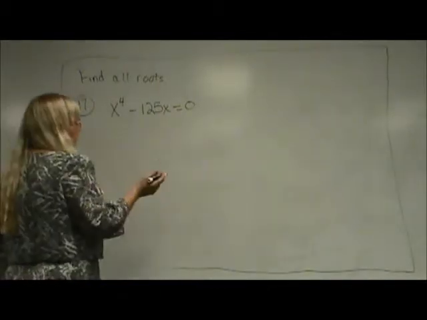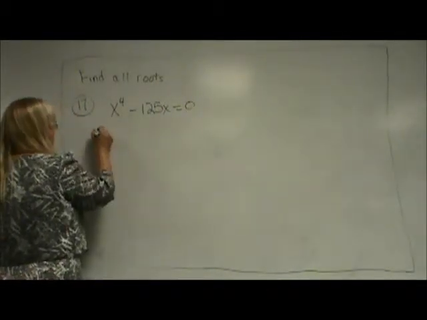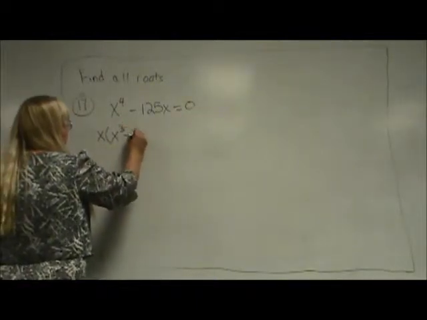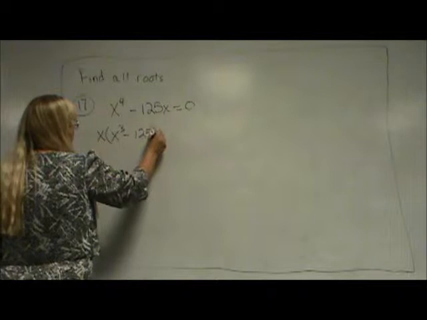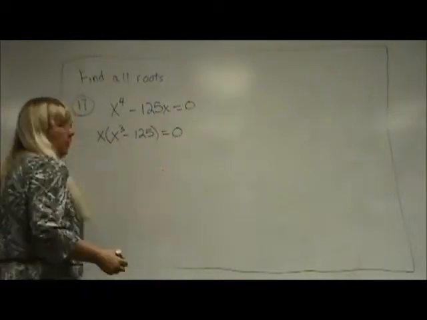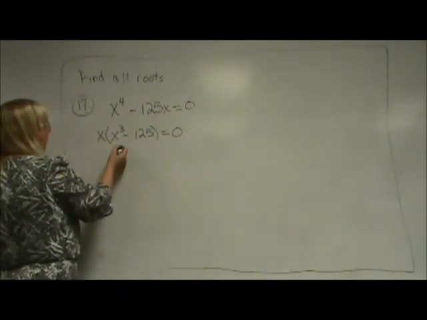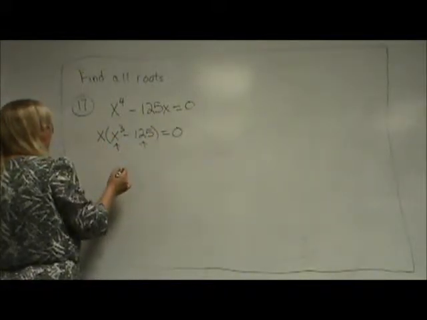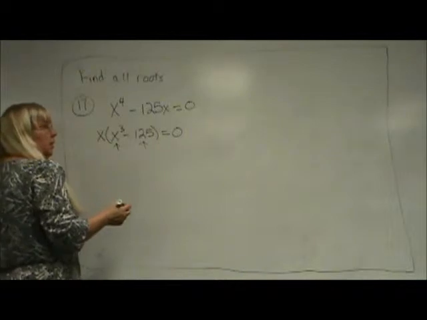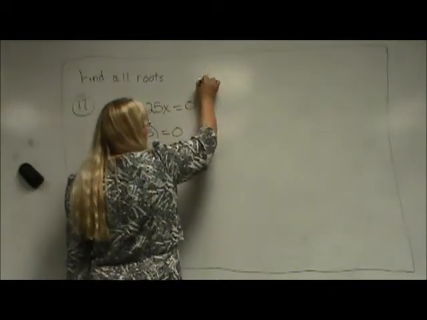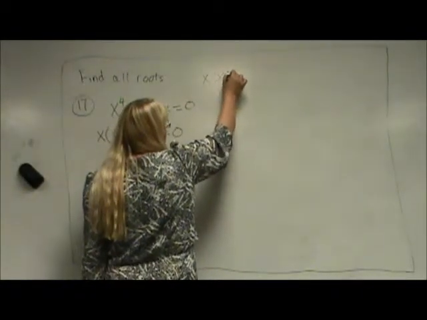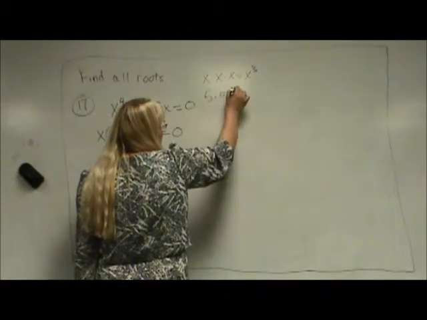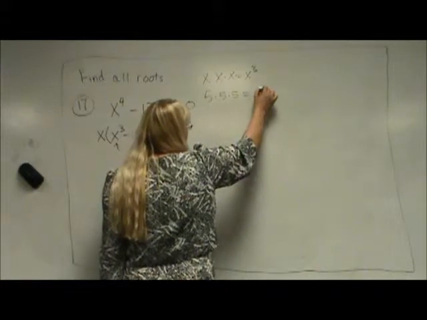What you do is you still look for the greatest common factor, if there is one. In this case it's x. That's going to leave us x cubed minus 125. Recognizing that we now have perfect cubes. And remember, a cube means that you're going to take something and multiply it 3 times. x times x times x gives me x cubed. 5 times 5 times 5 gives me 125.